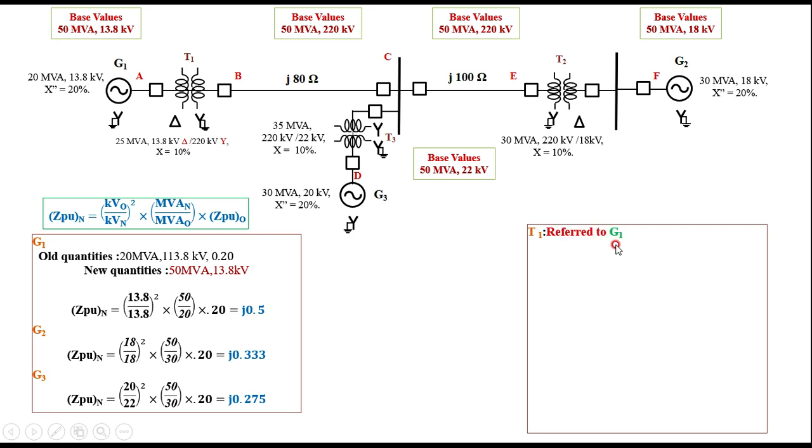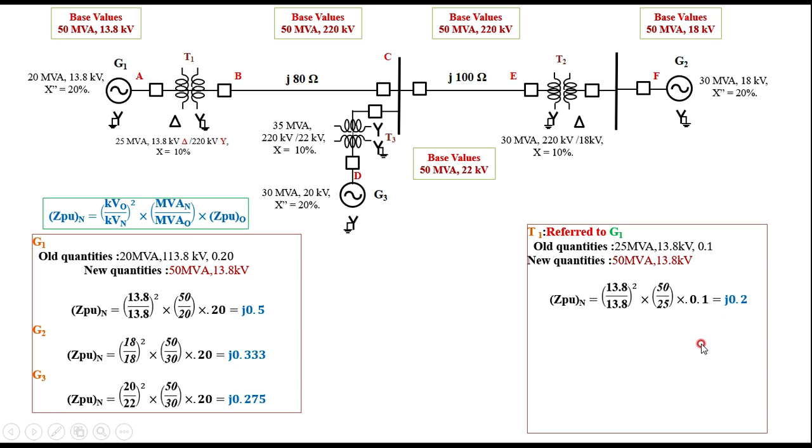Then T1, I am considering referring to Z1. If you are referring to Z1 for the transformer T1, then the base quantity of 50 MVA and 13.8 kV you have to take. The old voltage you have to take is 13.8 kilovolts, and the old MVA is 25. Once again you can look here, I have written it clearly. Then substitute in the equation, once again the same equation, we are getting 0.2.